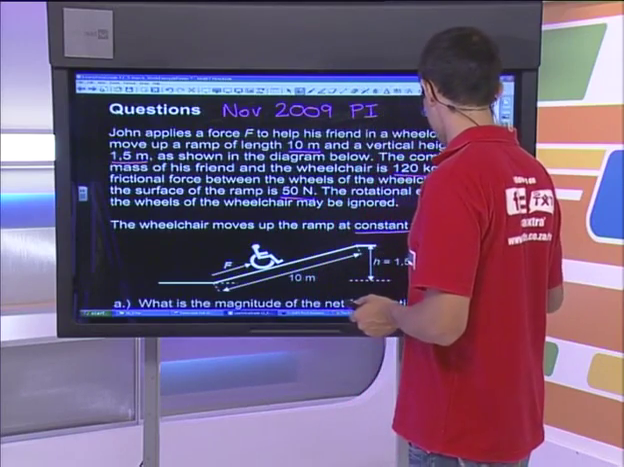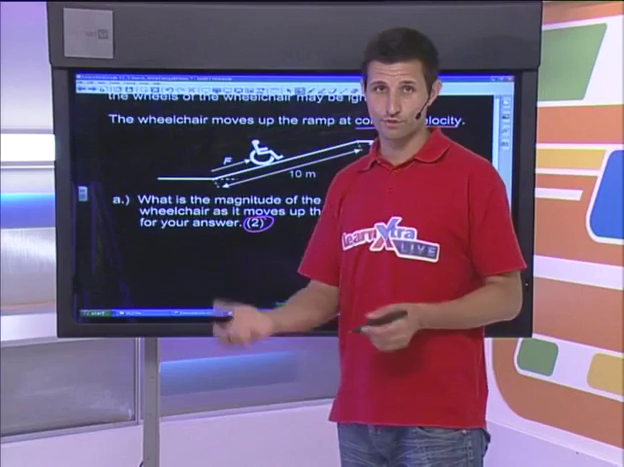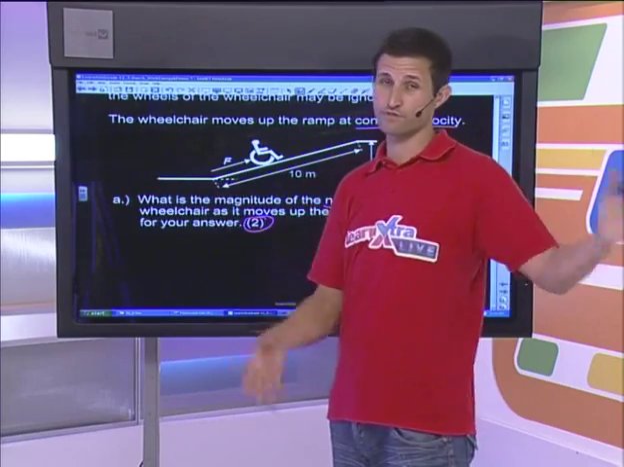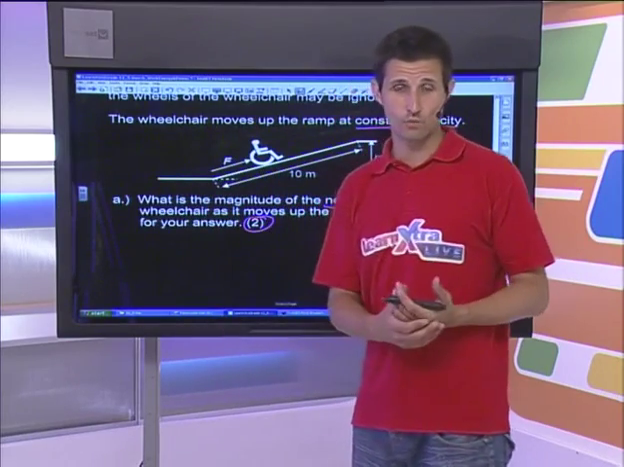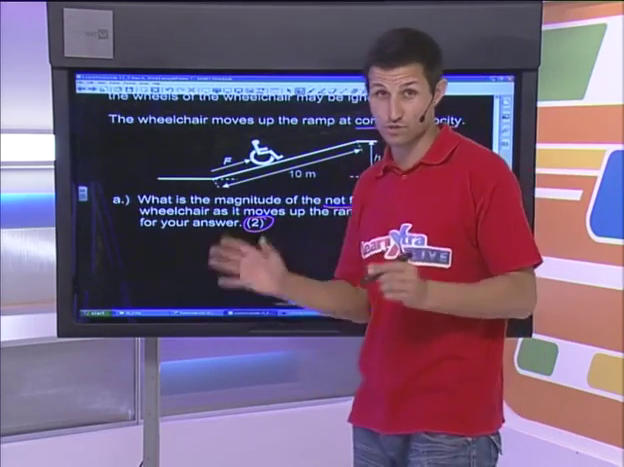So they've asked us to do something very, very clever. They've said, what is the magnitude of the net force acting on the wheelchair as it moves up the ramp, and give a reason for your answer. Let's pay attention to the mark allocation, guys. It's only for 2 marks. One of them will be for your answer, one of them will be for your reason. For 2 marks, it's very seldom expected that you do any sort of calculation or massive free body diagram. We can do one if you really want, but it's not necessary for 2 marks. So let's spend our time on the things which do get us the marks.